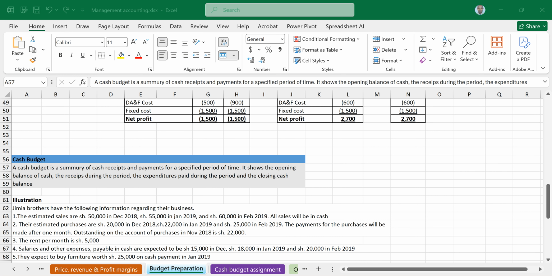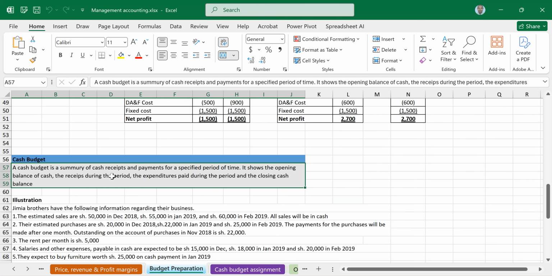The concept of cash budget. Now, a cash budget is usually just a summary of cash receipts and payments for a specified period of time. So a summary of what you received and a summary of what you paid in terms of cash for a particular period of time under consideration. The cash budget shows the opening cash balance, the receipts made during the period, and the payments paid during the period. Then at the end, the cash budget also gives you the closing cash balance at the end of the period under consideration.